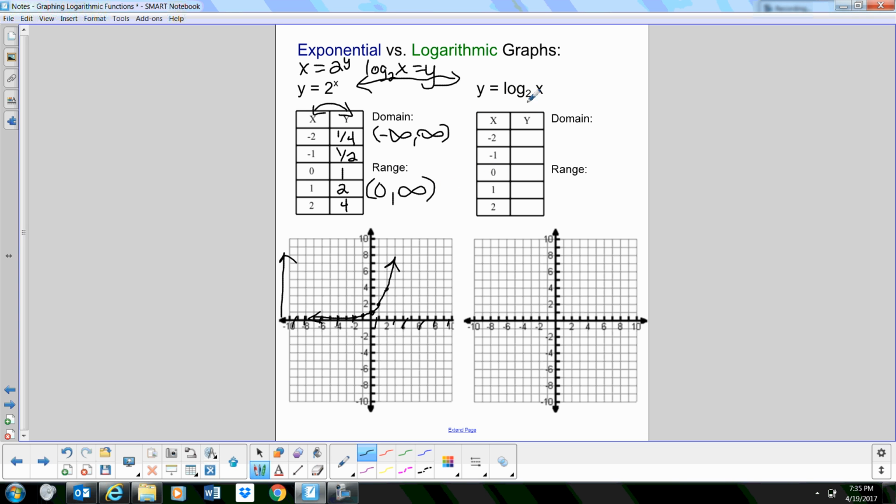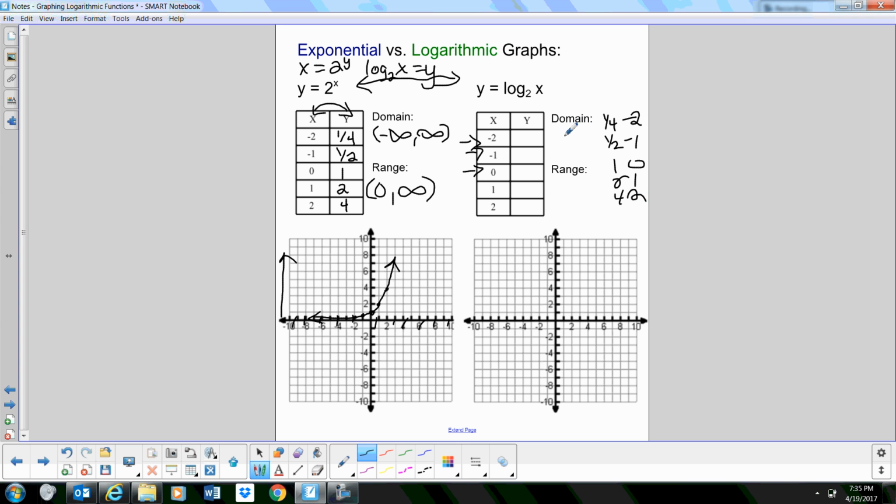But before we do that, let's take a second and think about what happens with these inputs right here, these first three. If I switch my x's and my y's, I'm just going to make a little chart over here. I'm going to get 1/4, -2 as a point. I'm going to get 1/2, -1. I'm going to get 1, 0. I'm going to get 2, 1. And I'm going to get 4, 2.